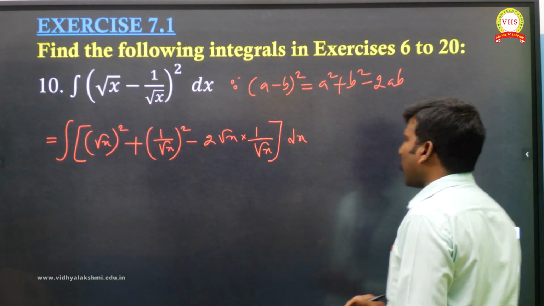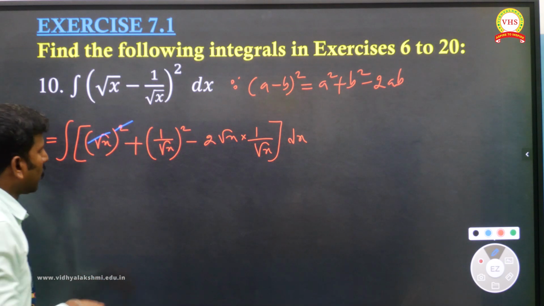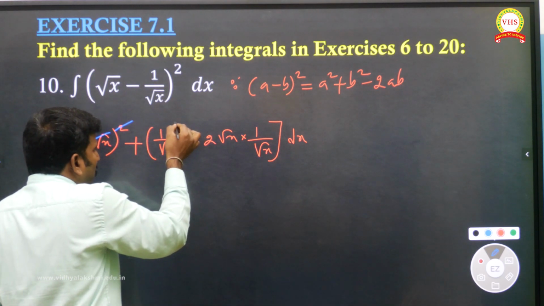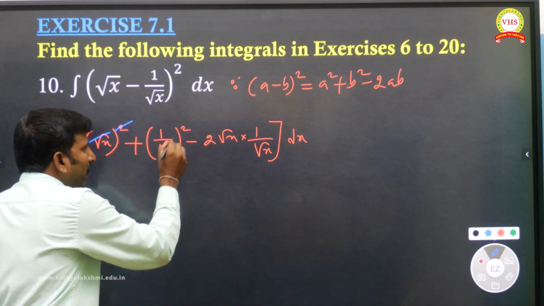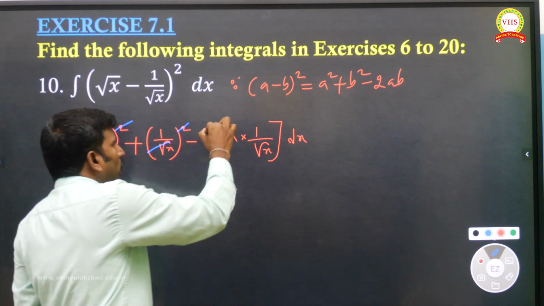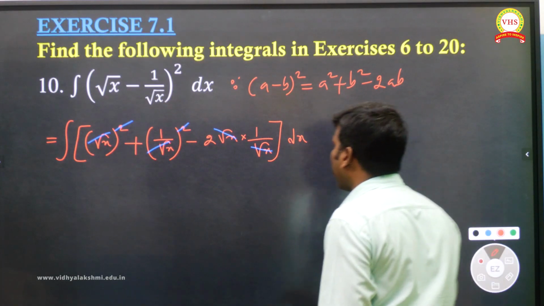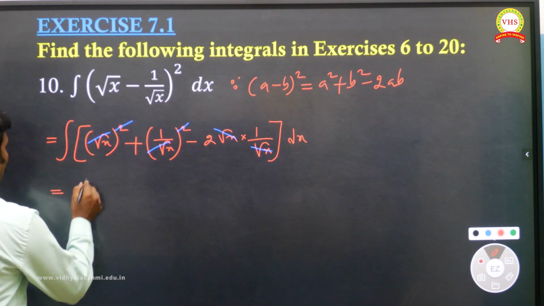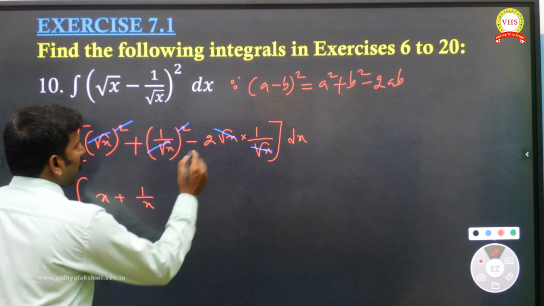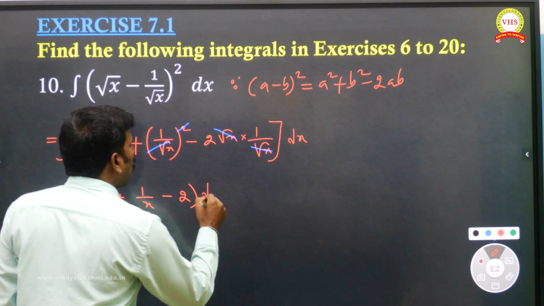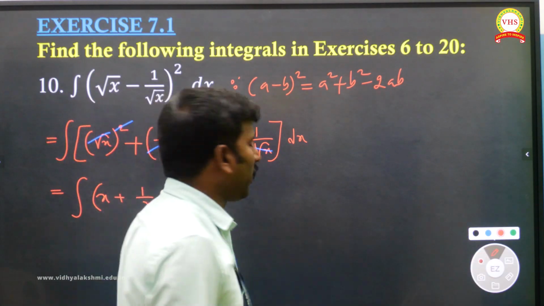Now the whole square and root you can cancel. Like that, here also the square is common for both numerator and denominator. 1 square is 1 only, but root x square you can cancel. And surely numerator root x and denominator root x you can cancel. Then what we have remaining: integral of x, plus 1 by x, minus 2, overall 1 dx. That's it. When you take the integral separately, it will be over.